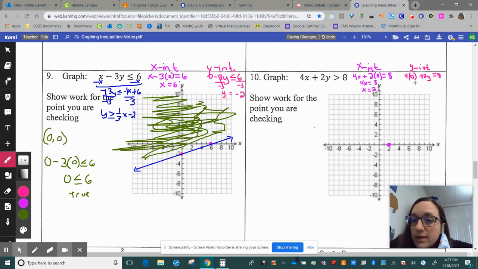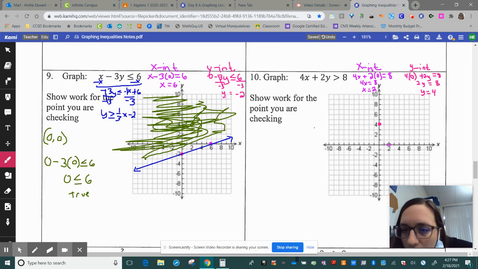Okay, so 4 times 0 is 0. We don't need that, so we're kind of left with 2y is equal to 8. And when we divide both sides by 2, we have y is equal to 4. Okay, cool. So on our y-axis, boom, 4. There it is. And then we can find our slope from there. Okay. 1, 2, 3, 4 over 1, 2. Oh, it's a negative slope, actually. Look at that. Down 2 over 1. So it's a negative 2 slope.